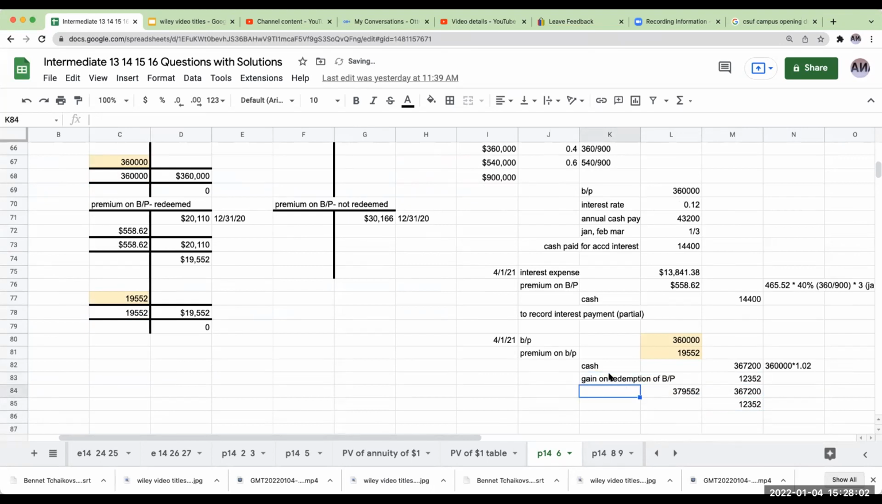If you have a question why this is a gain, just think about it. This bond had a carrying value on my books of 379,000. But I only had to pay 367 to settle it. So this is going to be a gain on a redemption of bonds payable. Okay, so that's what we've gone through and done for this particular question. And do we equal up? Yes. Perfect. So this is to record bond redemption.